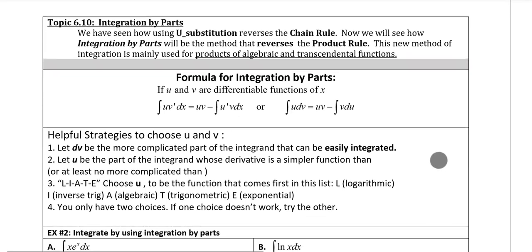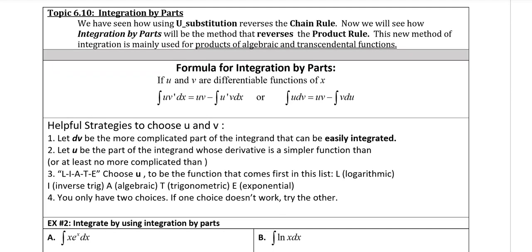Okay, so now we're going to look at another integration technique, which is called integration by parts. So as we talked before, we needed u substitution because of the chain rule. Integration by parts helps us find antiderivatives from the product rule. So, and as I've noted here, this is usually used for products of algebraic and transcendental functions.